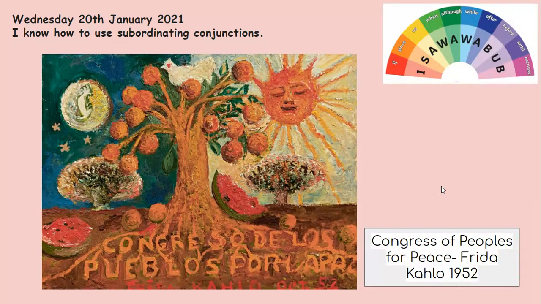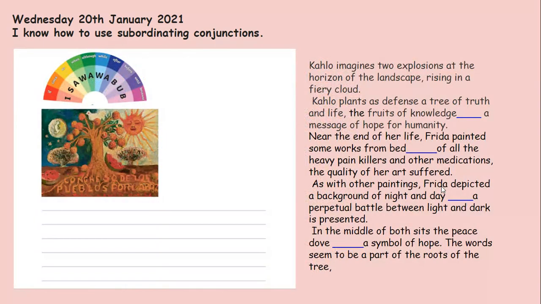So this piece of artwork is called Congress of Peoples for Peace by Frida Kahlo in 1952. It's quite lovely. So Kahlo imagines 2 explosions at the horizon of the landscape, rising in a fiery cloud. Kahlo plants as defence a tree of truth and life, the fruits of knowledge, something, a message of hope for humanity. So there's 4 missing gaps there. I'd like you to pause this video and have a go at trying to put a subordinating conjunction into those gaps. Just read them out loud so you know it makes sense.